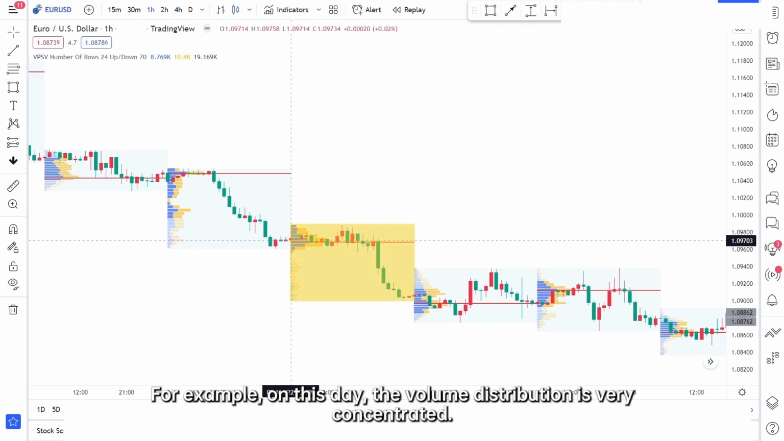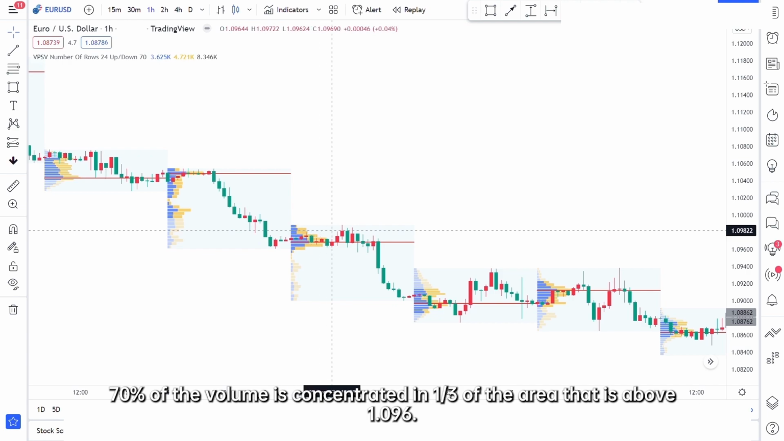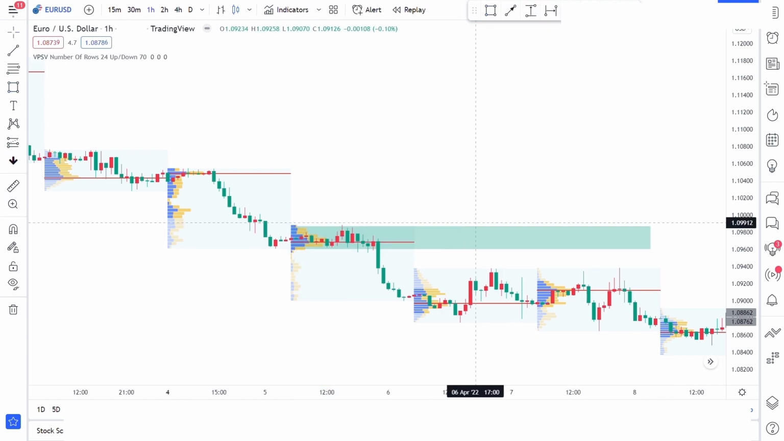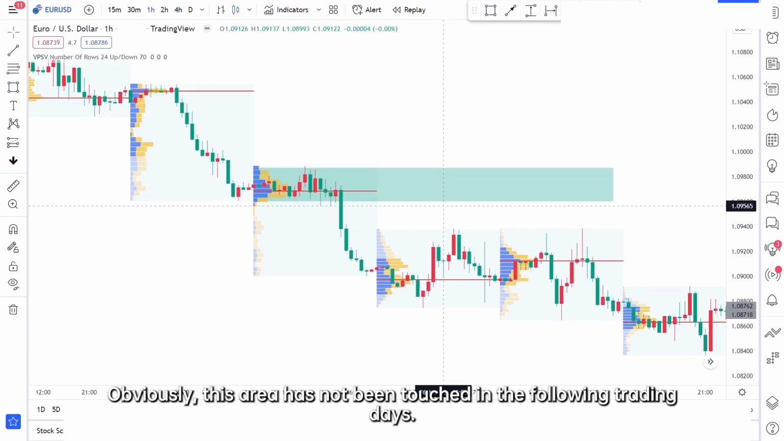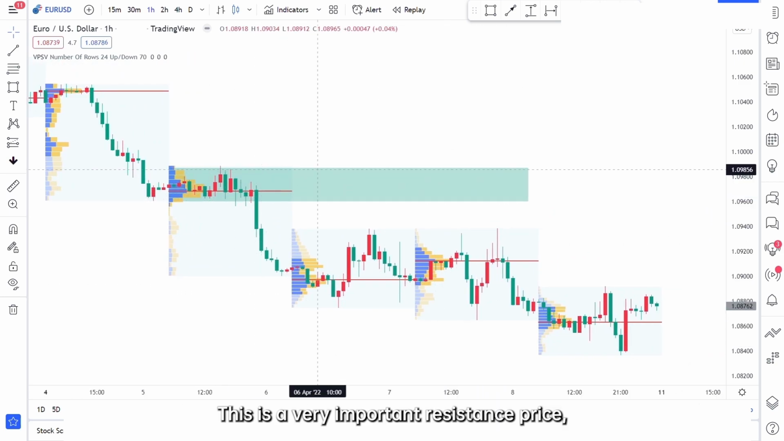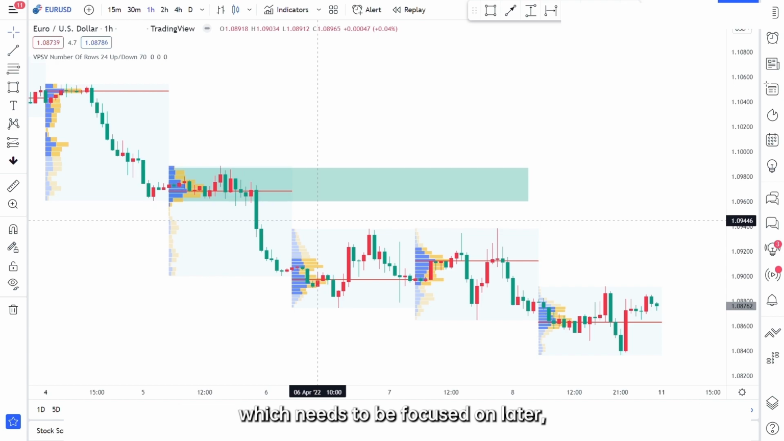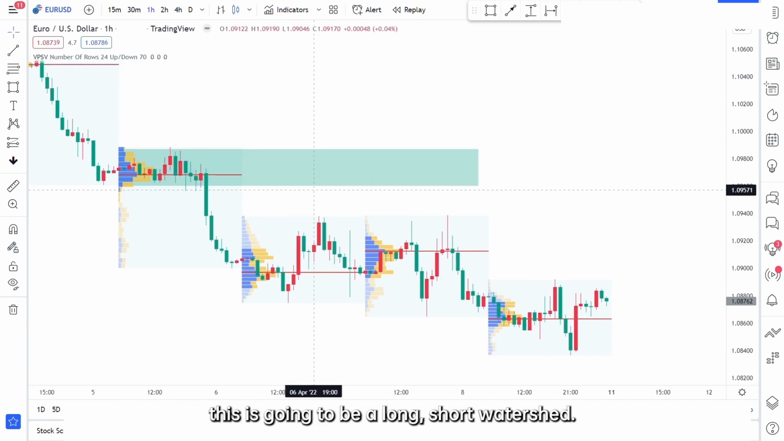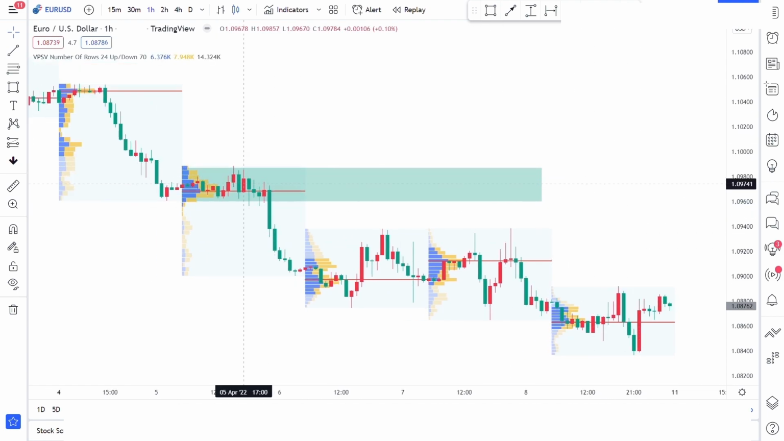For example, on this day, the volume distribution is very concentrated. 70% of the volume is concentrated in 1/3 of the area, that is, above 1.096. Then we can immediately mark a resistance at this area. Obviously, this area has not been touched in the following trading days. So this is a very important resistance price, which needs to be focused on later. Whether rebound or break, this is going to be a long-short watershed.